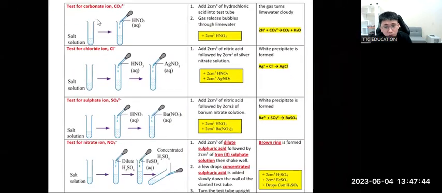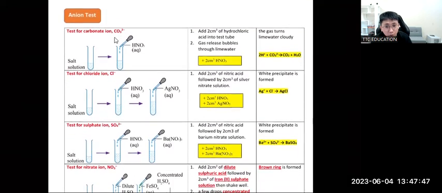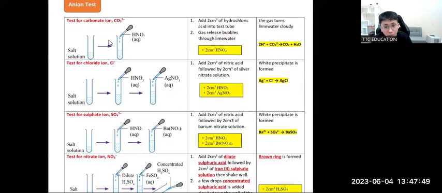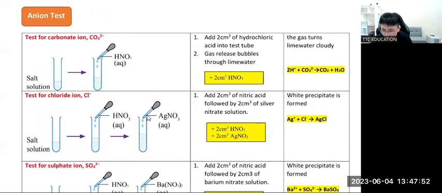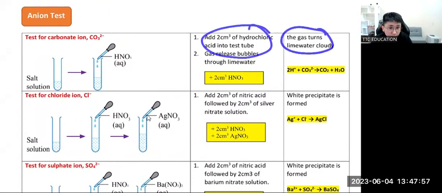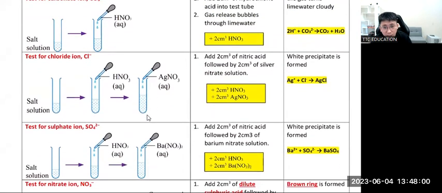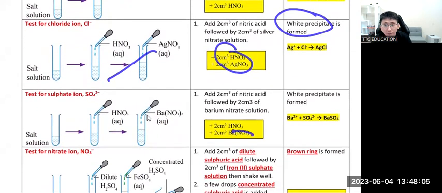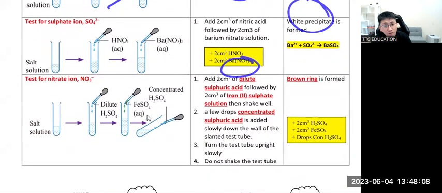Lastly, you have the anion test. The anion test only has 4 possibilities: four types of negative ions, with 4 different tests. To test carbonate, you add acid and produce carbon dioxide gas that turns lime water cloudy. To test chloride, we add AgNO3 and you form a white precipitate. To test sulfate, you add barium nitrate to get a white precipitate. To test nitrate, you add sulfuric acid, FeSO4, and concentrated sulfuric acid, and you will see a brown ring.